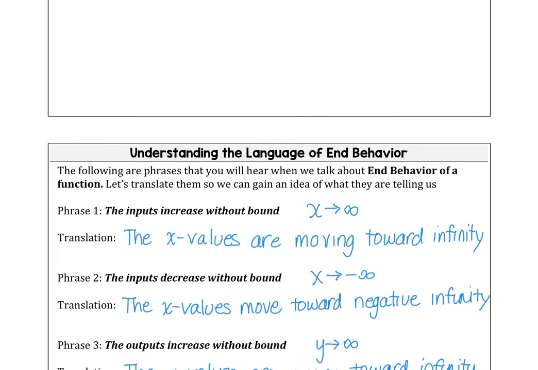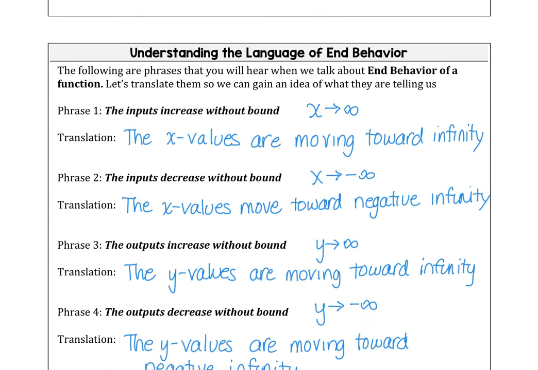Just like in phrase 2, the inputs decrease without bound, or x is approaching negative infinity. X is approaching negative infinity translates to the x values are moving toward negative infinity. And if we go to the y values, the output values increase without bound. That just means y is approaching infinity, or the y values are moving toward positive infinity. The y values are getting larger and larger without bound.